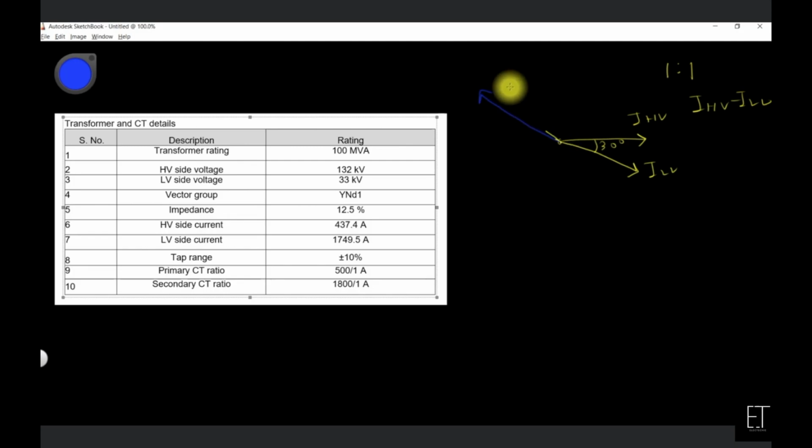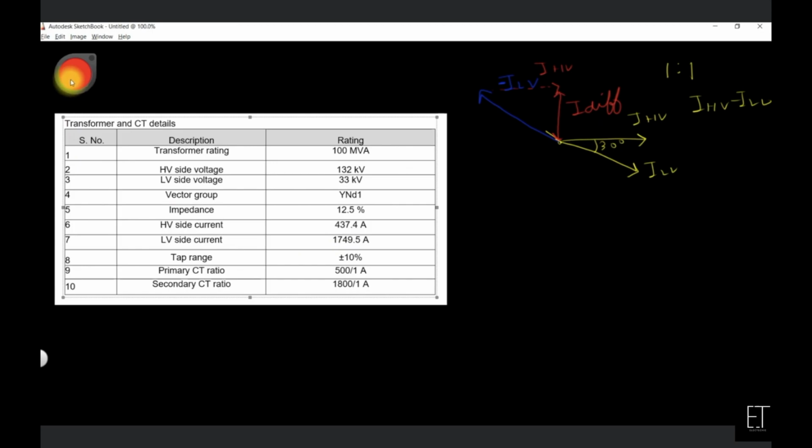So here you can see this is ILV minus. Now you sum these two, IHV and minus ILV. You can see this differential current will be that huge. If you use the head to tail rule, add this LV and IHV. So I take IHV here, use the head to tail rule, and you will get this much differential current, even though everything is fine and the system is healthy.